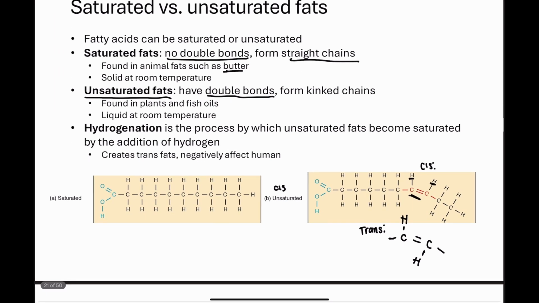And the way that we obtain trans fats from our unsaturated fatty acids is through a process called hydrogenation. Hydrogenation occurs when unsaturated fats are converted to saturated fats. And this process can also produce trans double bonds. These trans fats negatively affect our human health, and they lead us to have a greater risk of diseases such as cardiovascular disease.